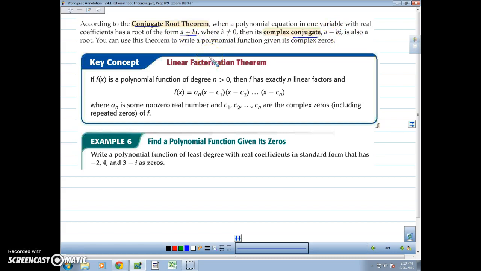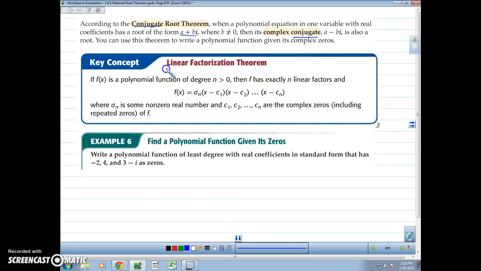So the conjugate root theorem says that if you have a root that says a plus bi, you also automatically have to have a root that's a minus bi. They go hand in hand. So you can't have one root without the other. Now remember, these aren't going to be x-intercepts because these are actually imaginary. So it's not going to be a place where the graph crosses the x-axis, but it will be a complex solution to our polynomial. And we can also use them to construct polynomials. So that's what we're going to be doing for example 6.